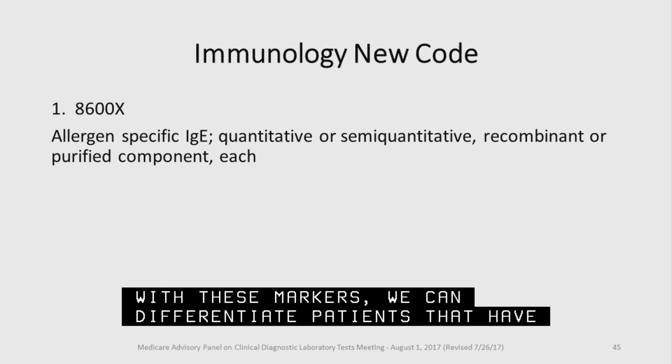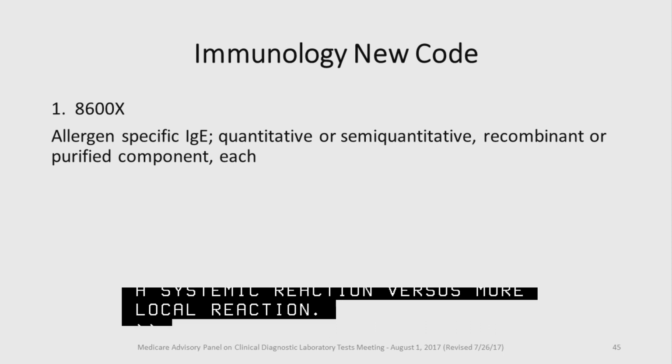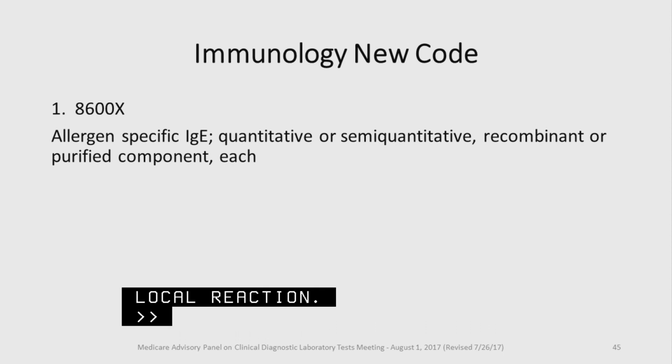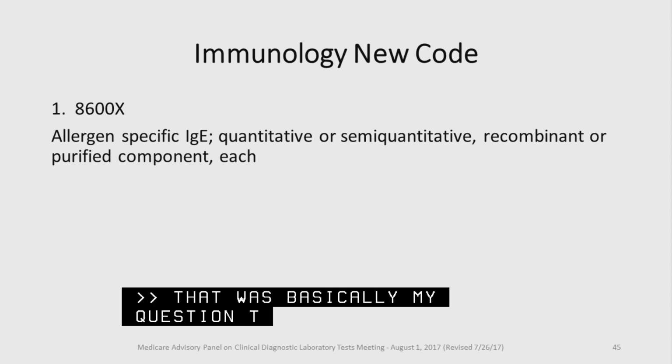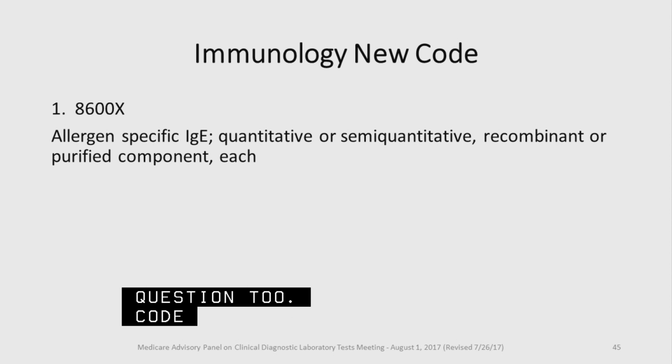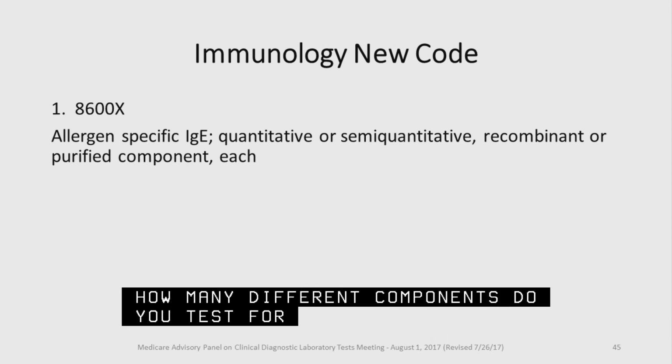All right, Dr. Schoonmaker. That was basically my question too. The code 86003 is specified for each allergen, and how many different components do you test for, and do they have clinical significance? Yeah, so I think the clinical significance we just went to, so I won't expound upon that further.